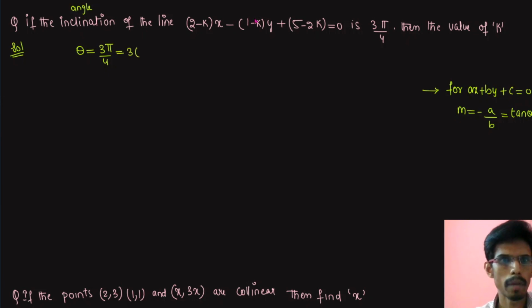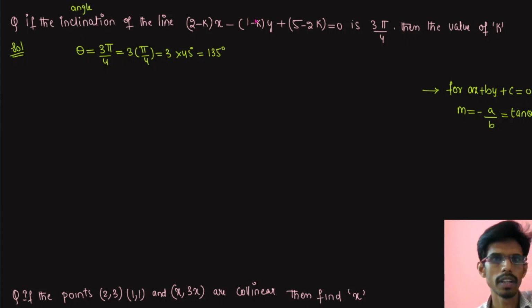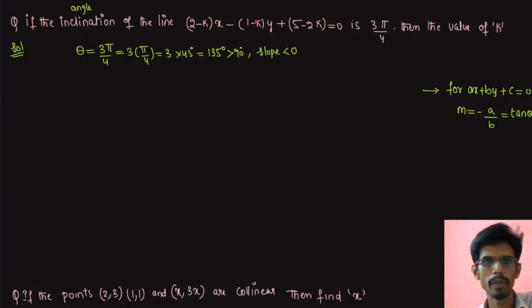3 into pi by 4. Pi by 4 is nothing but 45 degrees. So 3 into 45 will be 135 degrees. It means that it is more than 90 degrees. So the angle is obtuse, which means the slope will be negative, less than 0. Now we want the value of k here.